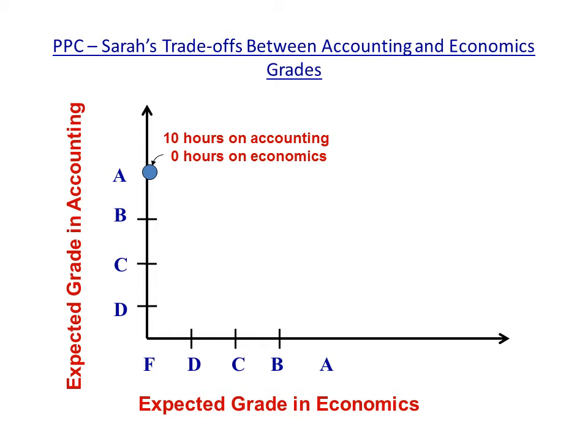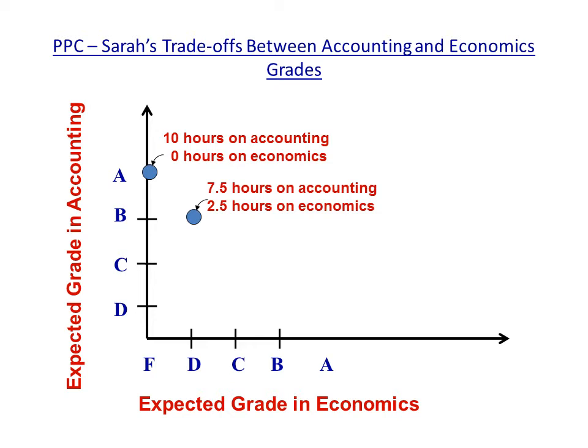But the trade-off, the cost, because remember, when we talked about the model, we talked about limitations and we talked about choices and cost. Her obvious limitation here is that she doesn't have more than 10 hours to study, and her choices and cost. She makes a choice. She chooses to spend all of her time studying accounting and none of her time studying economics. The cost of that A in accounting is that unfortunately she gets an F in economics. Well, maybe that's not such a wise idea. Maybe she should dedicate some time towards studying econ.